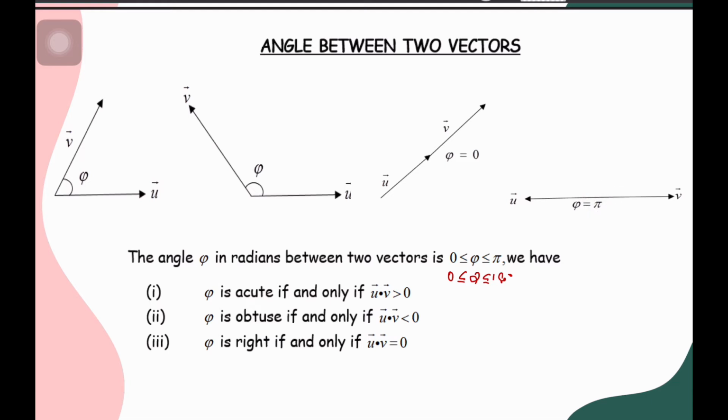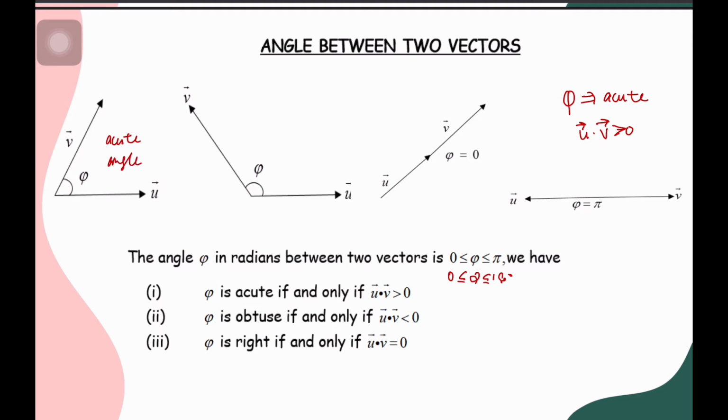So the value of phi is acute if and only if the dot product is greater than 0. This angle we call an acute angle. It is an acute angle if the dot product of u and v is greater than 0. This one is an acute angle.